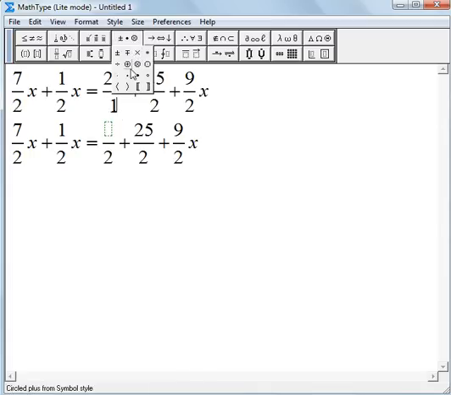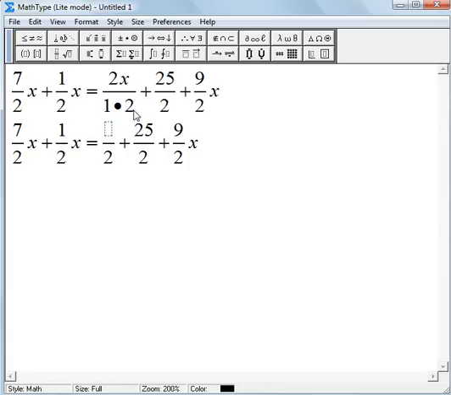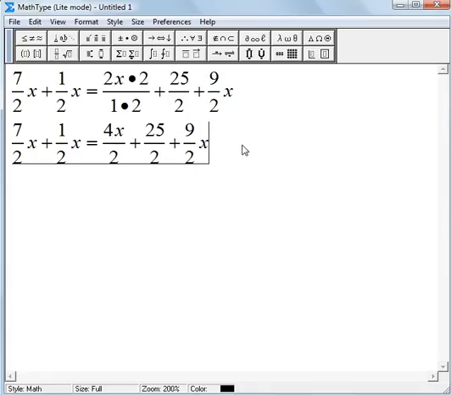So if you multiply that by 2, then you need to also multiply the numerator by 2. And when you multiply 2x by 2, you're going to get 4x. Now, let me take away this x and put it on the side here. Now that you have all the terms with denominator 2, you're ready to do the next step, which is let's go to the left side of the equal sign.